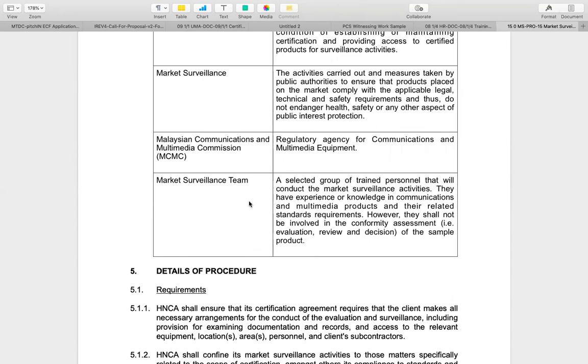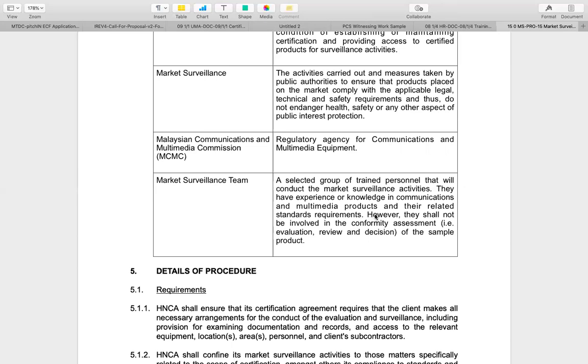Market surveillance team. Okay, who is involved in the market surveillance team? It's a selected group of trained personnel. We don't simply get anybody who's not trained to conduct the market surveillance activities. They have experience and knowledge in communications and multimedia products and related standards requirements, because you must be familiar with what kind of products. When we plan and want a certain category like Wi-Fi, you must be able to identify a Wi-Fi product and not buy something else. And you are also aware of the standard that they need to comply with.